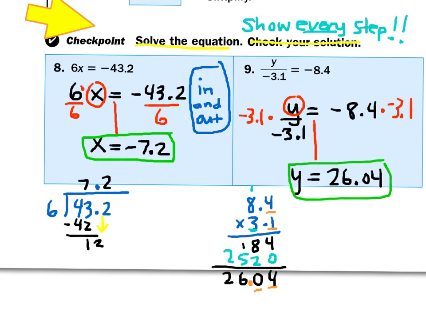And so negative 3.1 over negative 3.1, they cross-cancel to make a giant positive invisible 1. Bring the y straight down, bring the equal sign straight down, and then you just have to multiply negative 8.4 times negative 3.1. I did my work right here, and I got 26.04. Now remember, it's positive because a negative times a negative makes a positive.